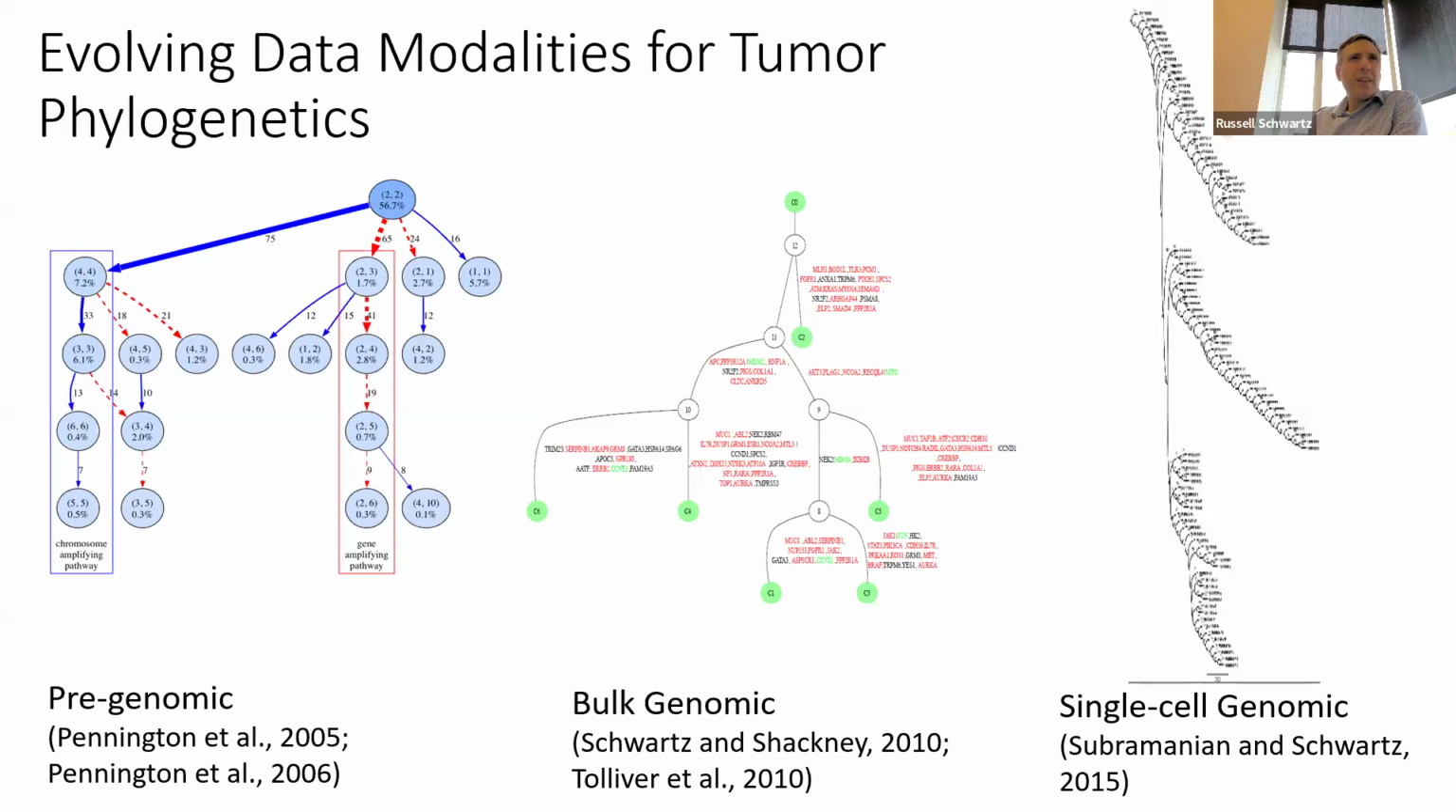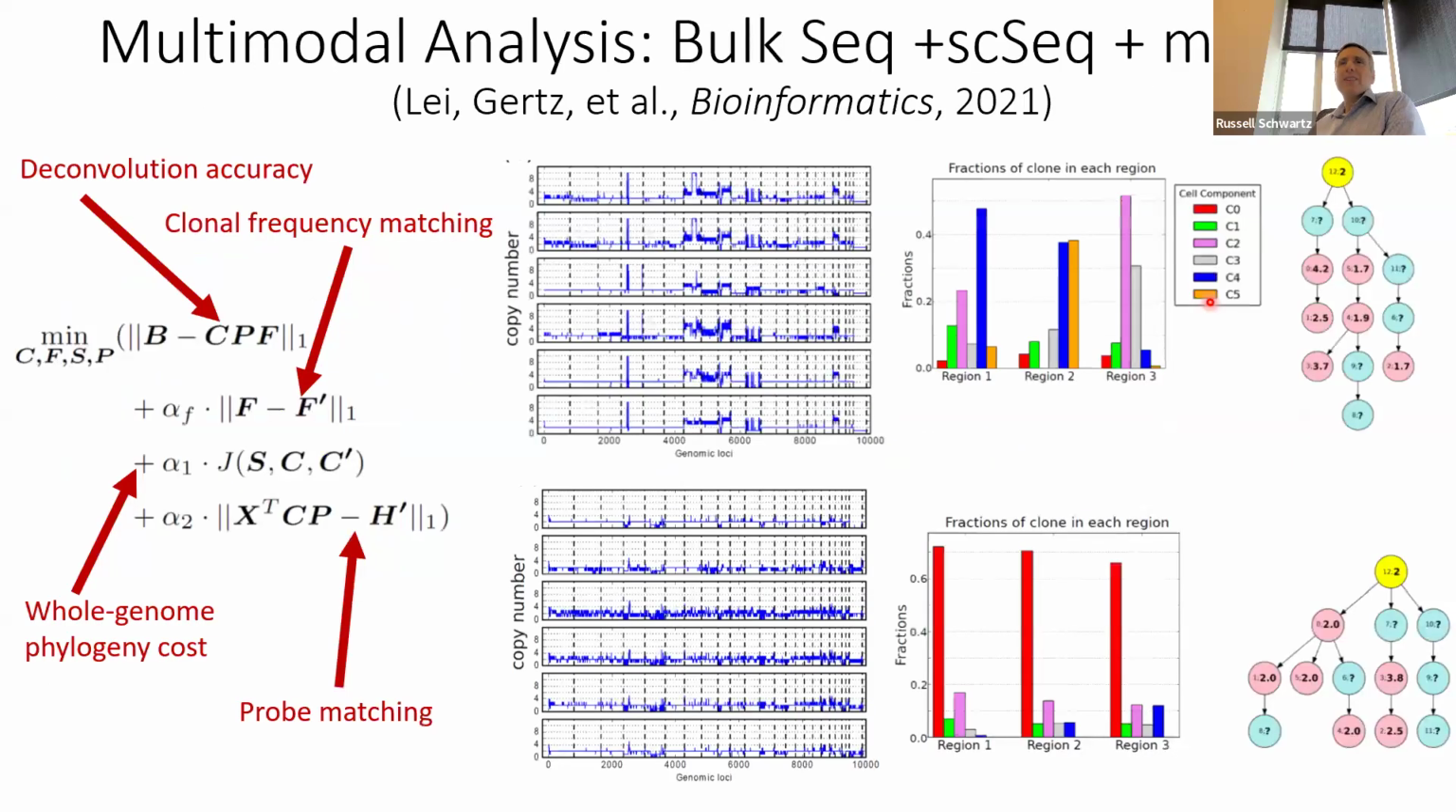And we've been working on that since pre-genomic methods, so essentially methods that could be conducted back before it was possible, or at least practical, to sequence whole tumors at any kind of scale, to when bulk genomics became available, essentially being able to sequence a sample of many cells and get a kind of average profile, and moving into the single cell era. And today, increasingly working with multi-omic combinations of data.